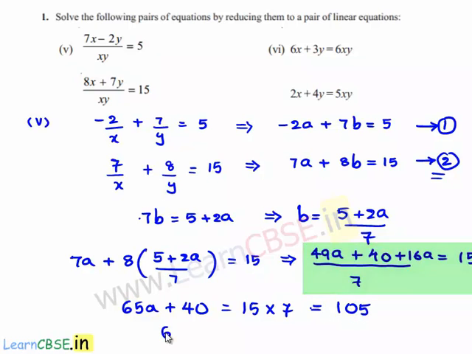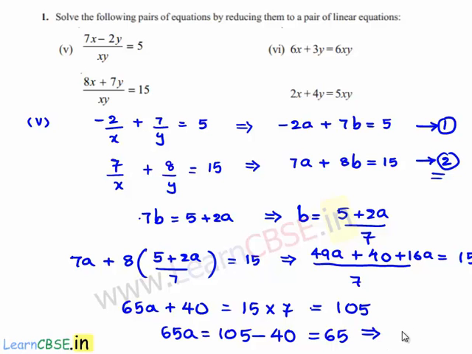So we can write 65a is equal to 105 minus 40, which is nothing but 65. Therefore, we can write a is equal to 65 divided by 65, which is nothing but 1. So we got the value of a as 1.